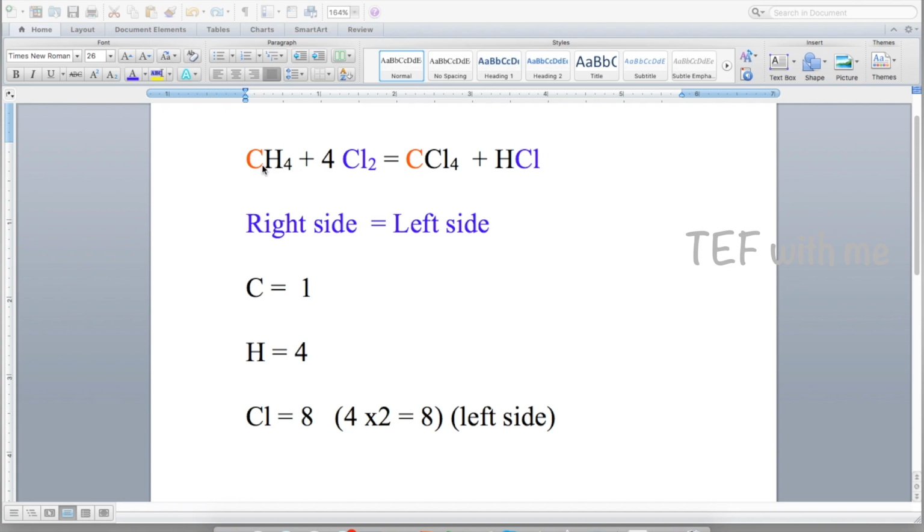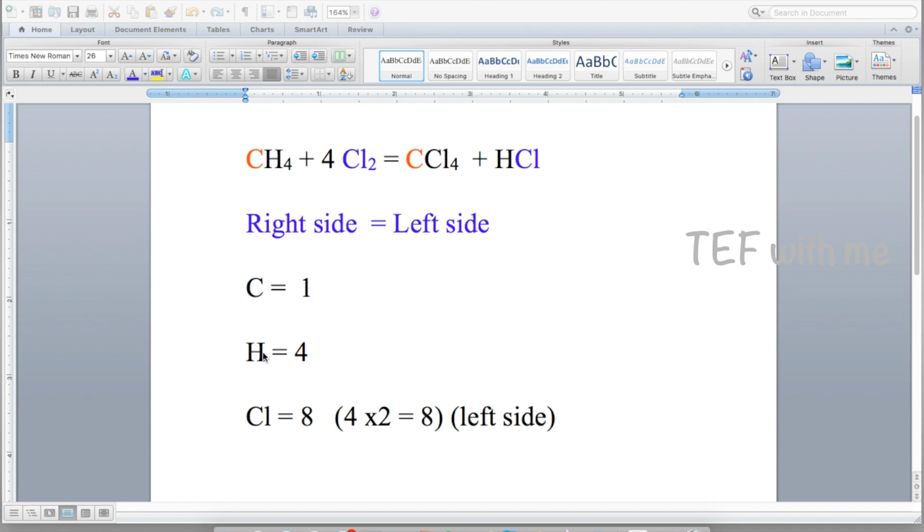In this case, first we have to balance the right side and the left side. The number of atoms present on the right side should be equal to the number of atoms present on the left side. So first we have to calculate one by one. I am going to see how many carbons are present on the right side and left side. On the right side carbon is only one, and on the left side only one carbon. So no need to worry about carbon.